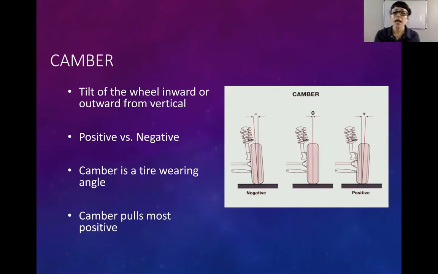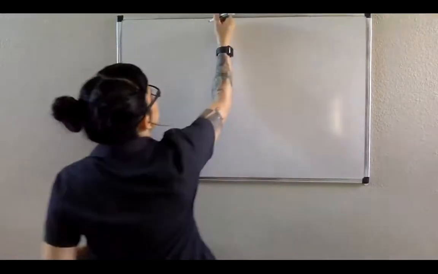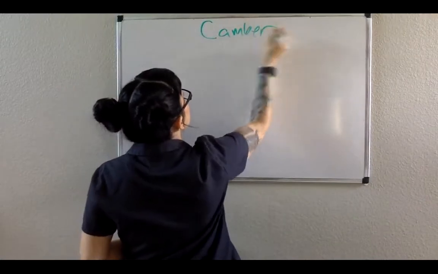It's important to note too that camber is a tire wearing angle, meaning that if it goes to excessive degrees, it will actually start to unevenly wear your tires. And I'll explain that right now. Camber also happens to pull. So if I have that complaint I was talking about, where I let go of the steering wheel and the car pulls to the right every single time, that means it's either going to be a caster issue or a camber issue. Camber pulls, and if I want to know what direction it generally pulls, it pulls to the wheel that is most positive. So I'm going to get out of screen share here for a moment, and we are going to talk about all that is camber.